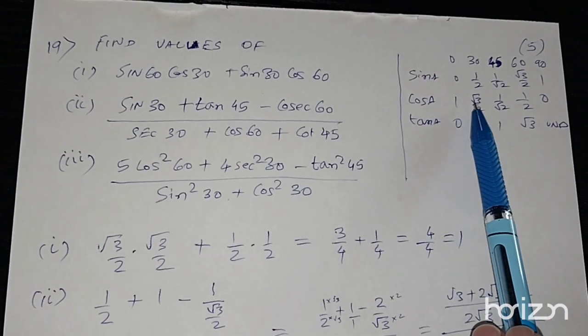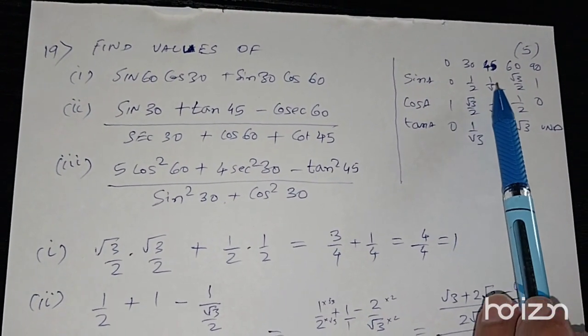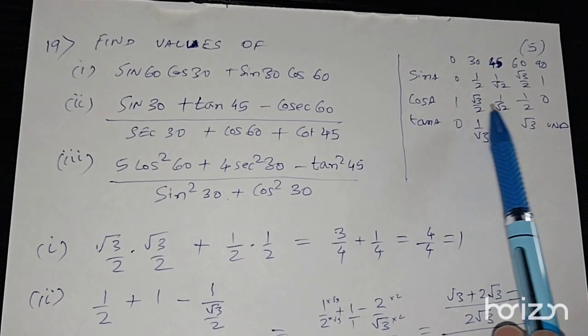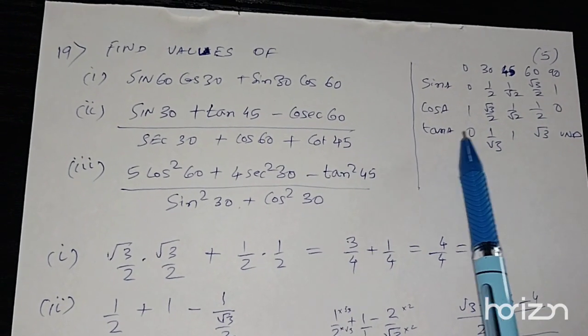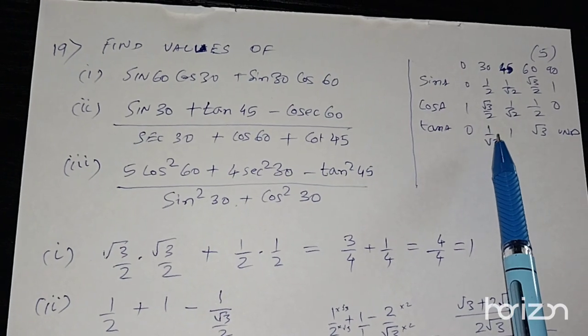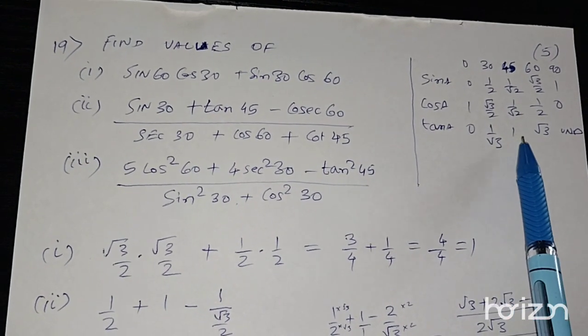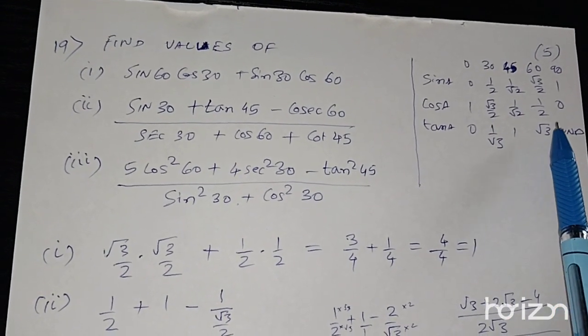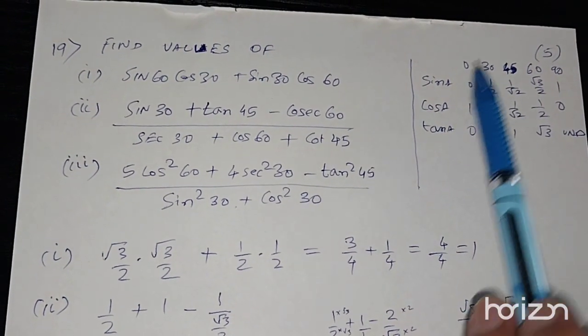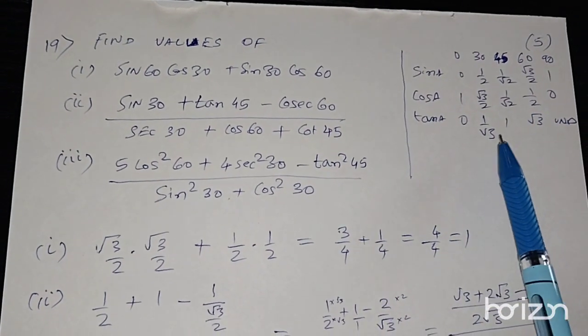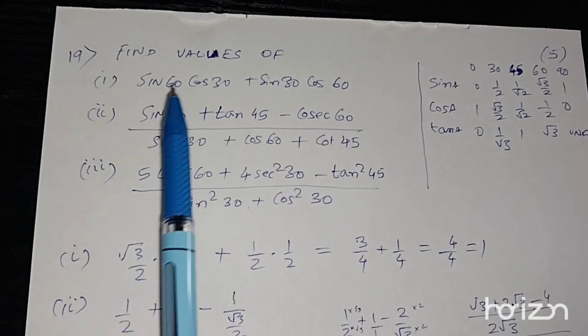Cos of 0 is 1, cos of 30 is root 3 by 2, cos of 45 is 1 over root 2, cos of 60 is half, and cos of 90 is 0. And tan of 0 is 0, tan of 30 is 1 over root 3, tan of 45 is 1, tan of 60 is root 3, and tan of 90 is undefined. So this table and these values you always have to remember and write down while solving such problems.